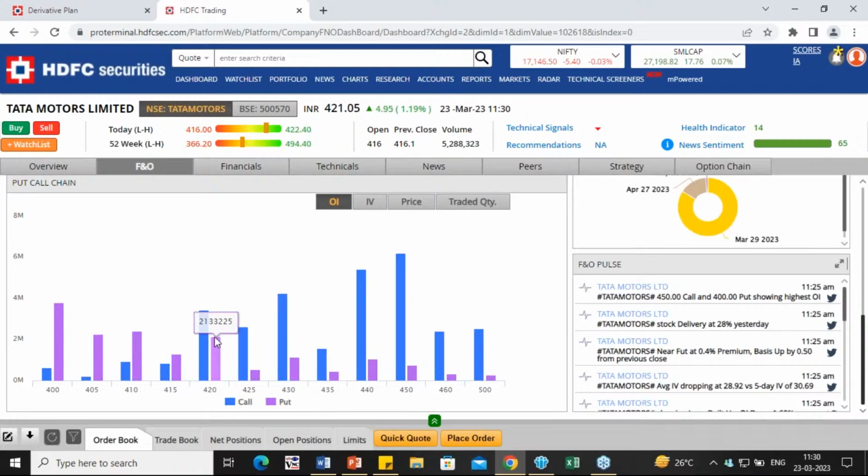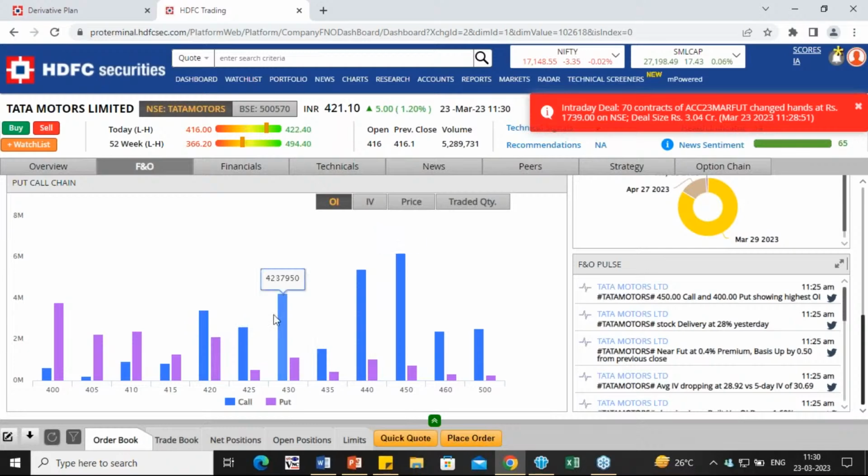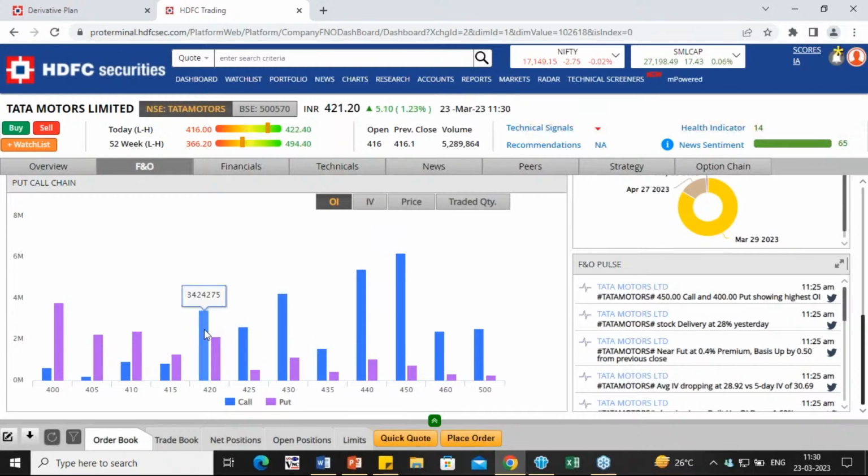That means there is movement here. Your maximum movement is here, because open interest is low but the maximum traded quantity is there. So this is a very good time for trading in the 420 strike price. You can also analyze this way, right?